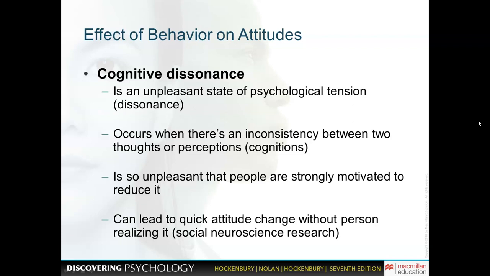Okay, so cognitive dissonance, as listed here, tends to be very unpleasant, and it causes people to be strongly motivated to reduce that feeling, that cognitive dissonance. But what is interesting from the psychological perspective is that cognitive dissonance can lead us to quickly adjust our attitudes without even realizing it. You see in parentheses here, I put social neuroscience research, and basically that suggests that cognitive dissonance can lead to attitude change very quickly, perhaps without us even realizing that the process is occurring.